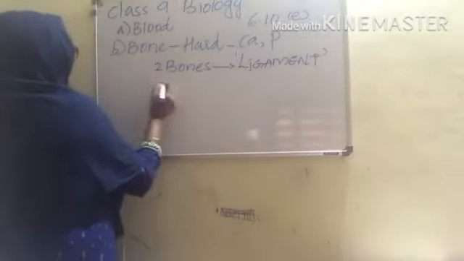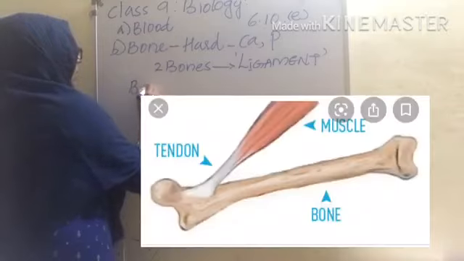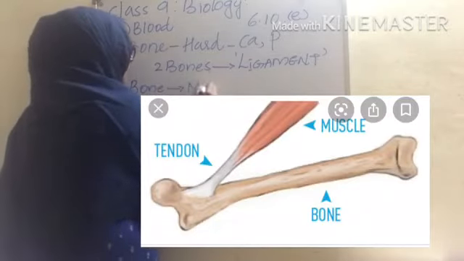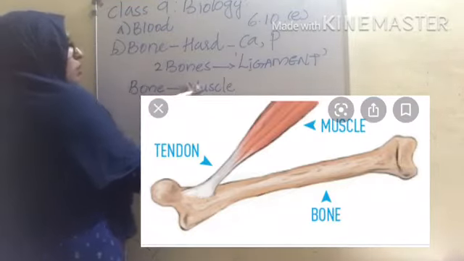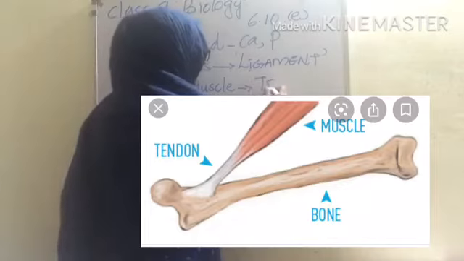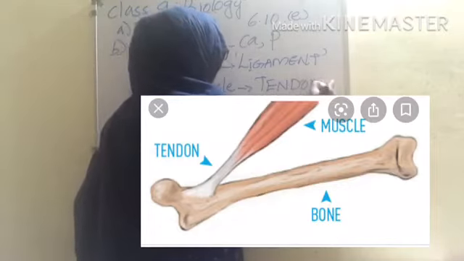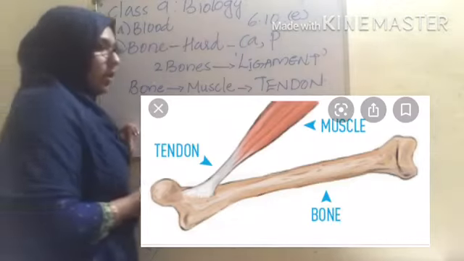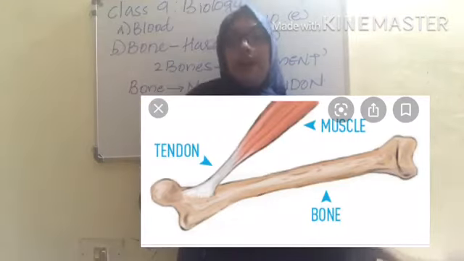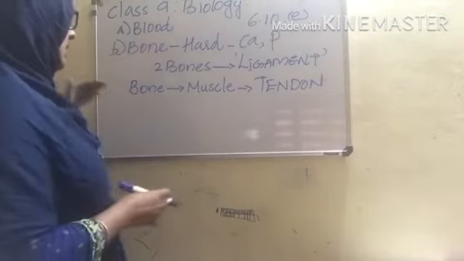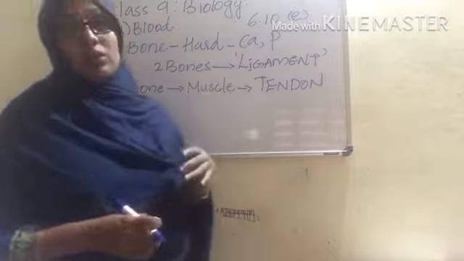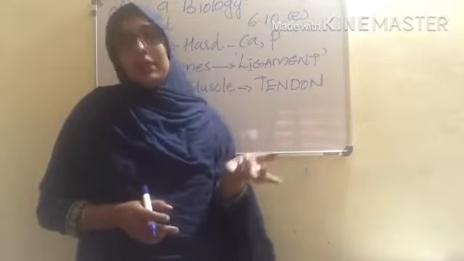The next type of connective tissue is tendon. Tendon is a connective tissue which connects a bone to muscle. A connective tissue which connects a bone to muscle is termed a tendon. Clear? Tendon is a fibrous tissue with greater strength but little flexibility since it is connected with bone and muscle. Tendon connects bone and muscle.